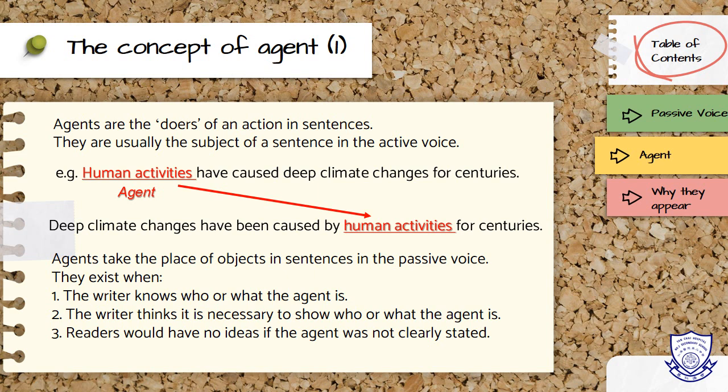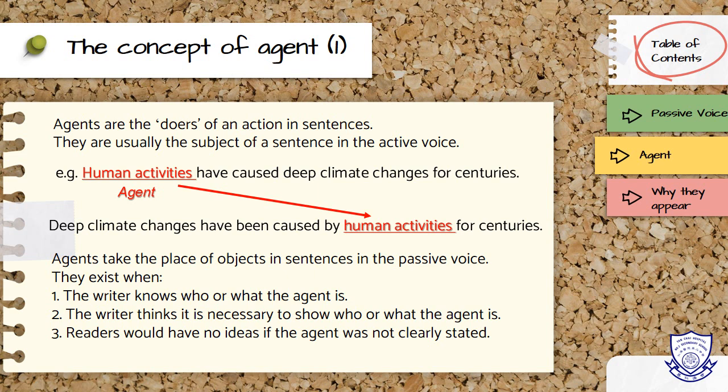So the concept of agents. You have seen the keyword agents in several classes before already, and I think it's now time to explain to you more about what agent means. Agents are the doers of an action in sentences, that means the people or the party that initiates or completes the action. And they are usually the subject of a sentence in the active voice.